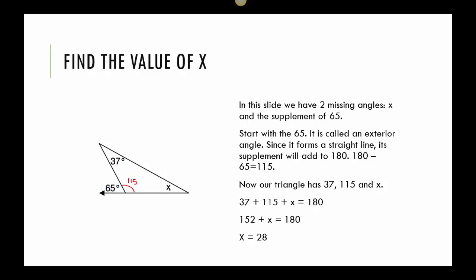Okay. Then I have 115, 37, and x would be 180. So 37 plus 115 is 152. 180 minus 152 is 28. So this one is 28.